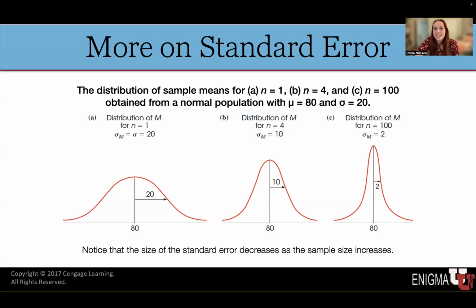All we want is that our standard error here is as small as it can be, because that means that most of the sample means are very, very close to the population mean. Yeah, that's why this is important. Notice that the size of the standard error decreases as our sample size increases.